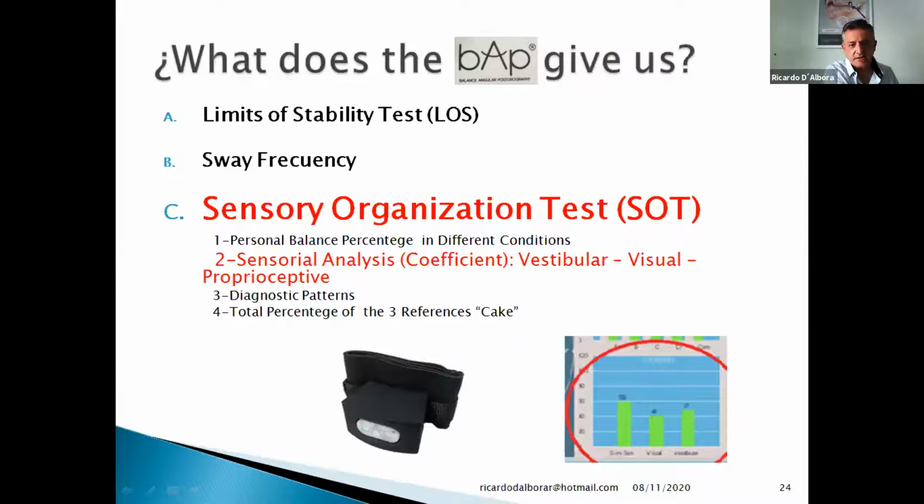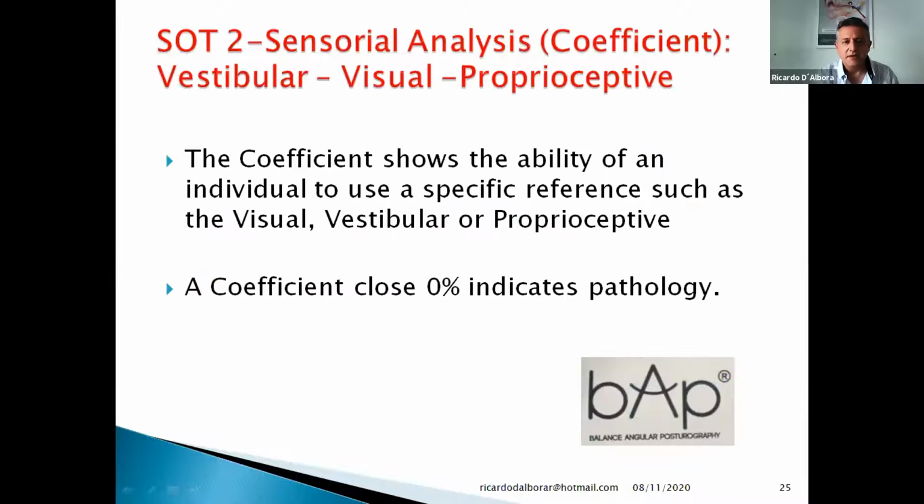Sensory analysis: there are coefficients, vestibular, visual, and proprioceptive. The coefficients show the ability of an individual to use a specific reference, such as visual, vestibular, or proprioceptive. A coefficient close to 0 indicates pathology.